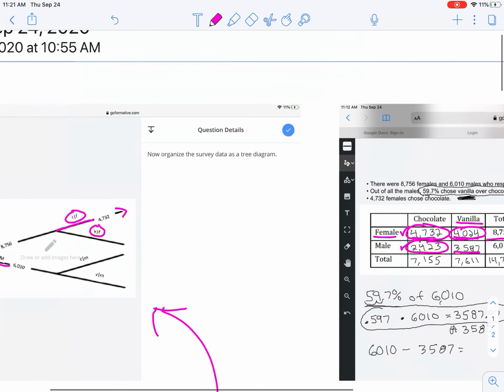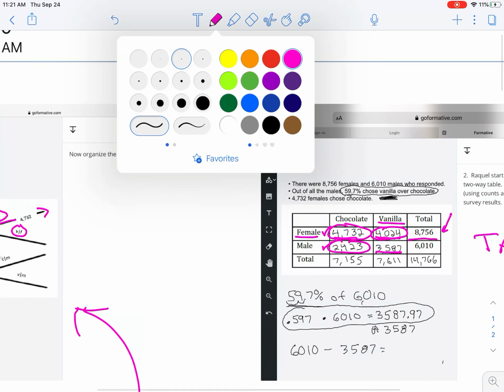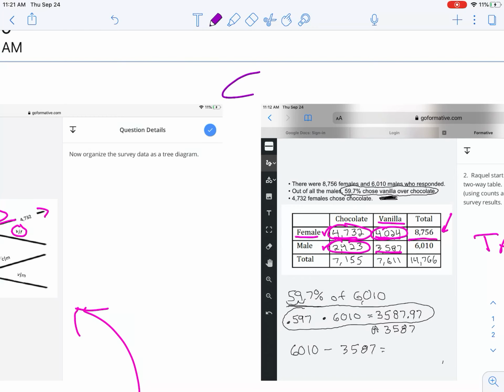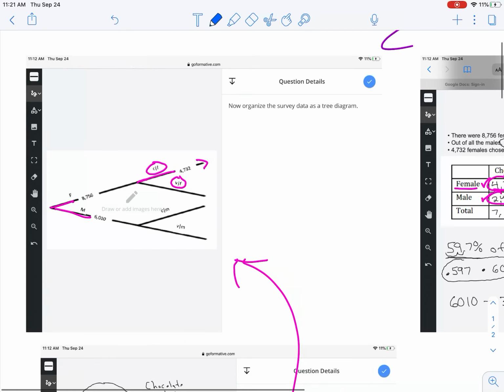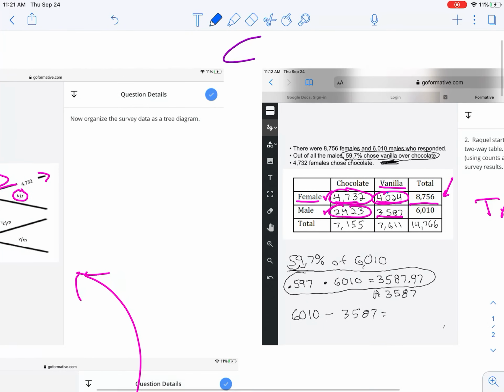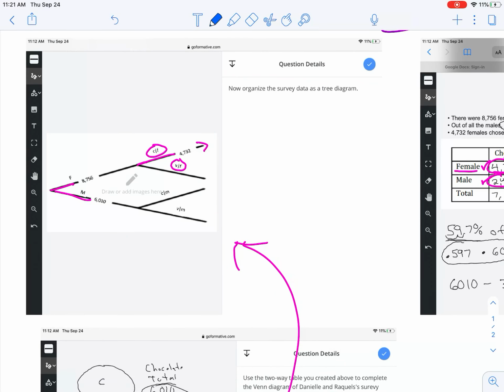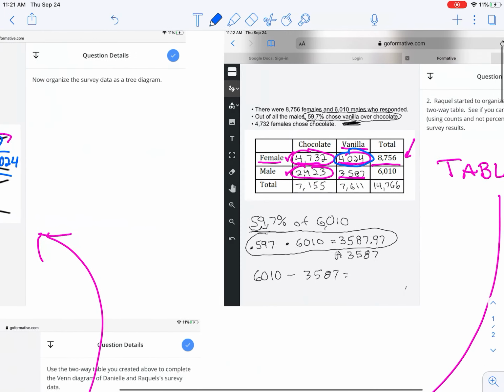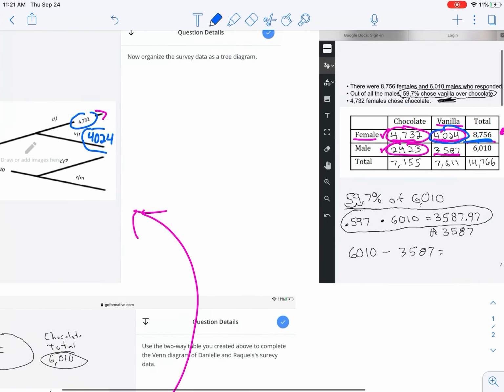Well, when I go back to my table, I'll use a different color, what was chocolate and vanilla? What was vanilla and female? Well, that was this number right here, 4,024. And these are my female probabilities. So I would want to be sure that these two added together is my total females, which it is.